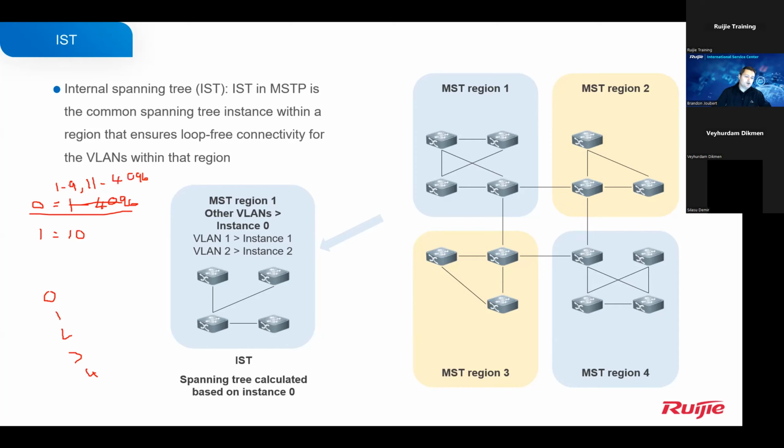Just to give you an idea why this is necessary: let's say you have 10 VLANs and you configure an instance for 5 of the 10 VLANs. You don't want the other VLANs to have no MST or spanning tree connected to them, because you don't want a loop on that network. That's why instance 0 exists, to prevent that from happening. So it's like a fail safe for your loop prevention protocol.